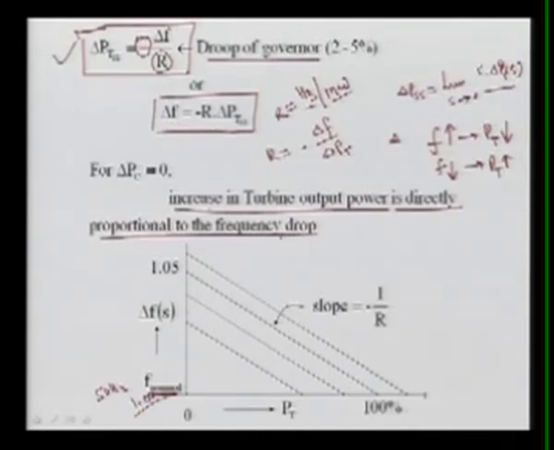So this is the change in the frequency, and here the change in the turbine output power, and this slope is showing 1 upon minus R. So we have the family of curves. This is 1, here we have 2, 3 curves and 4 curves. What does it show? For 100% power, if this load is suddenly removed, if it comes to 0, your frequency will increase by 5%. So here the frequency will become 1.05, meaning the change will be 0.05 per unit.